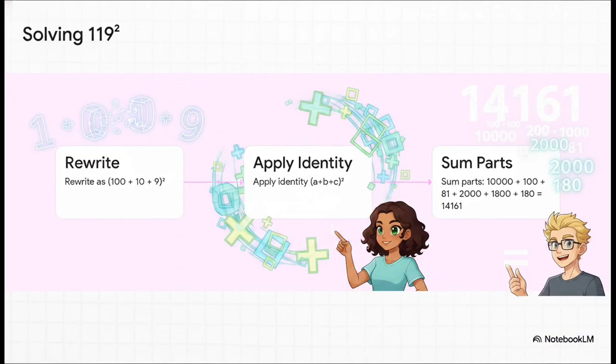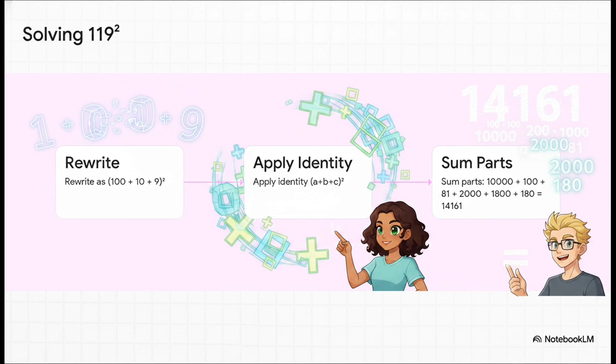We can just rewrite 119 as 100 plus 10 plus 9. Suddenly, we can apply an expanded version of our identity, the square of a plus b plus c. We just square each part. 100 squared is 10,000, 10 squared is 100, 9 squared is 81. Easy. Then we add twice the products of each pair.